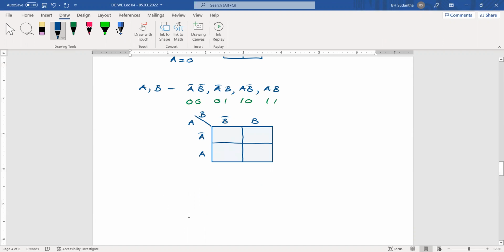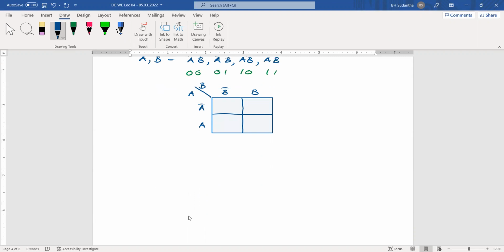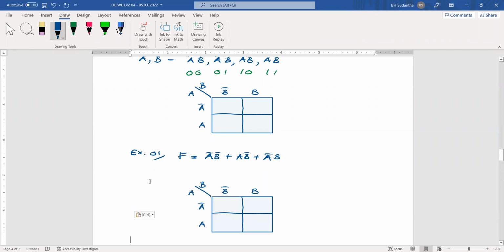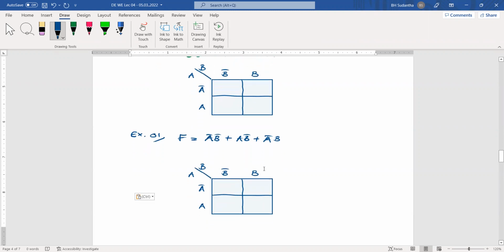Let's try this with an equation. We'll take one equation, sample 1. Assume that you have an equation like this: A bar B bar plus A B bar plus A bar B. This is the equation we have. Now we want to minimize this one. The first step is we want to mark our equation on the map. Then how can we mark this one?